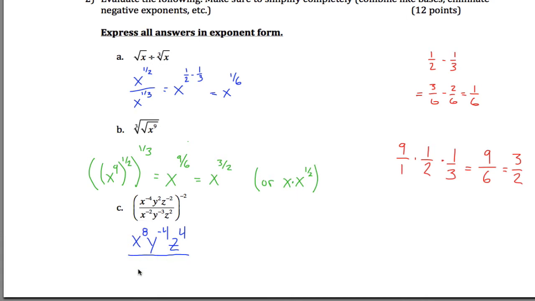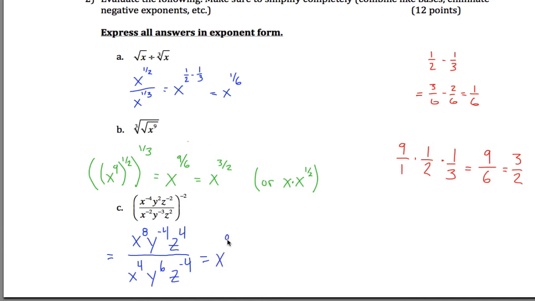X, -2 times -2, +4. -3 times -2, +6. 2 times -2, -4. So if I were doing it, I'd do it this way. There's some freedom in how you do things. Now we've gotten rid of these parentheses and this -2 exponent right here. So now I start combining. I got x to the 8th and x to the 4th.